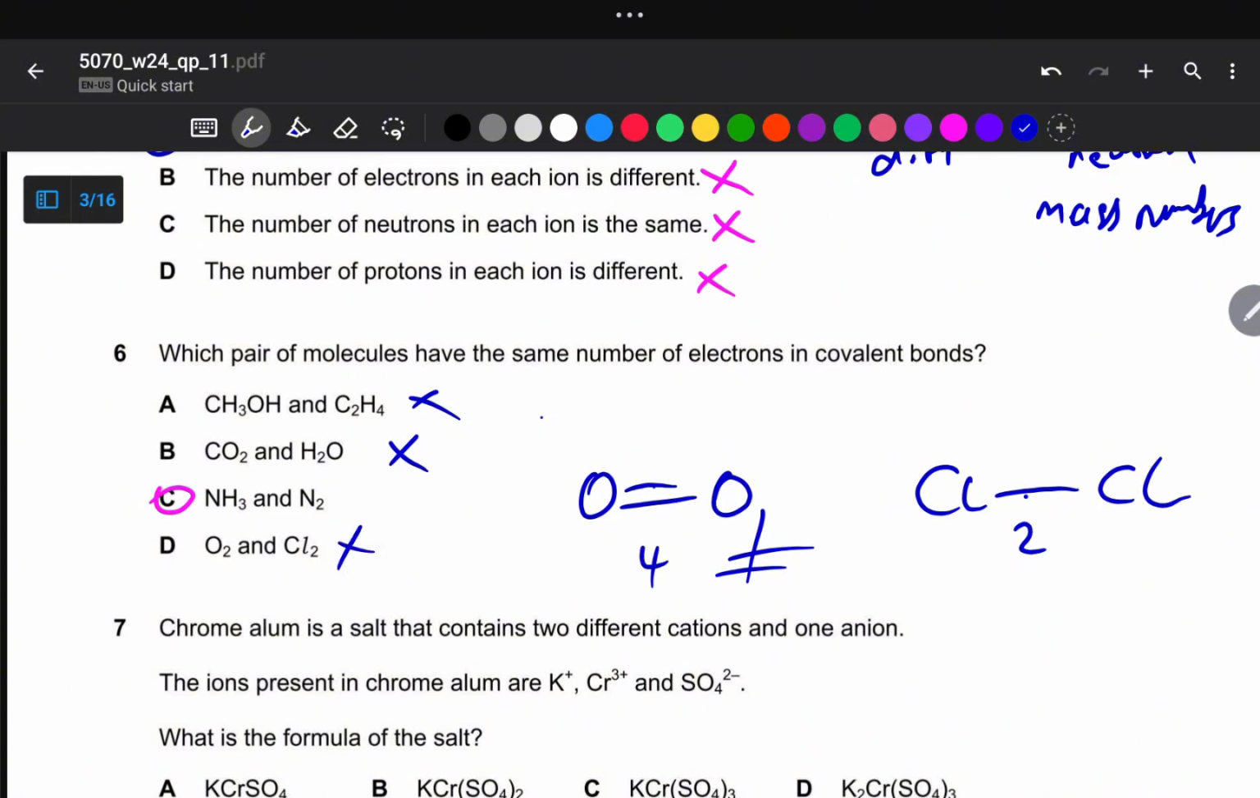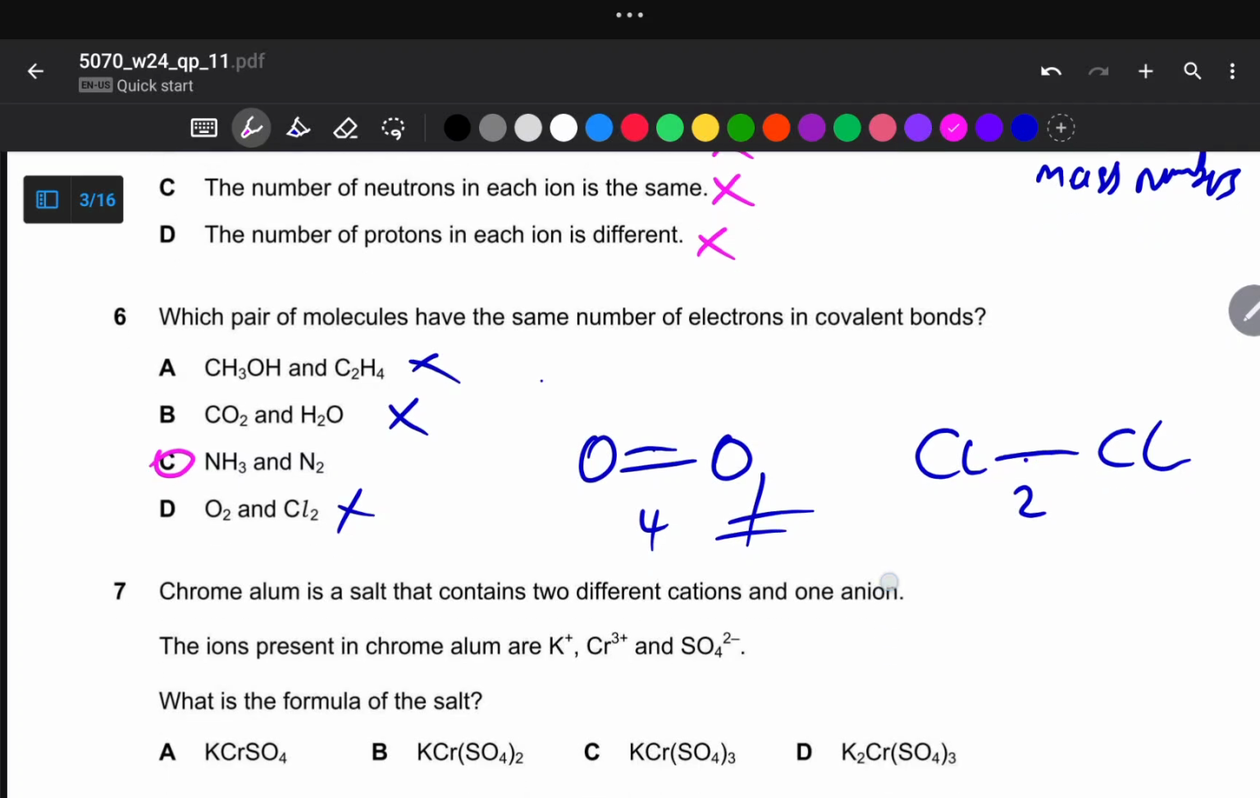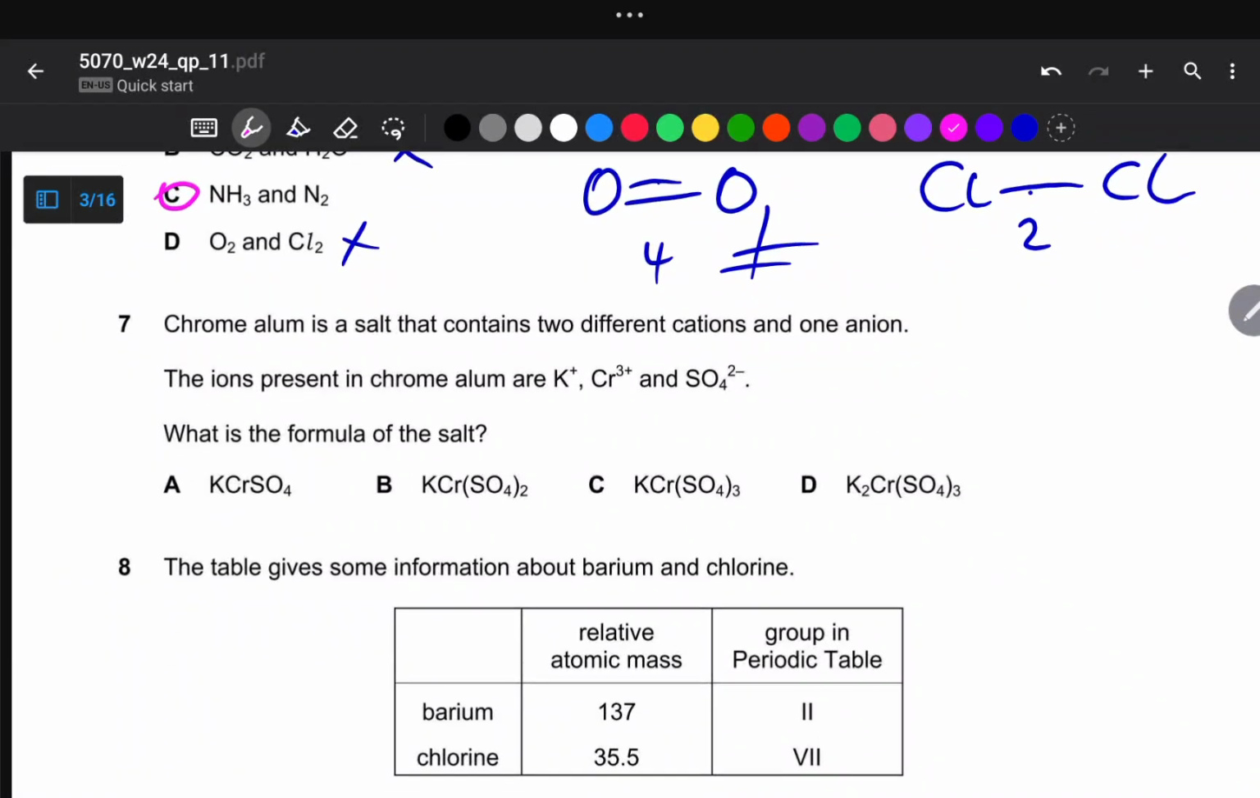So we now move on to question number 7. Question number 7 says chrome alum is a salt that contains 2 different cations and 1 anion. Anion is a negatively charged ion, cation a positively charged ion. So the ions present in chrome alum are these. You've got the potassium ion, and then you've got the chromium ion, and then you've got the sulfate ion. So we are required to find what is the formula of the salt. A salt is a chemical compound which is neutral. So all the salts are said to be neutral.